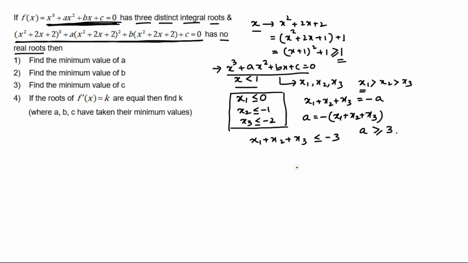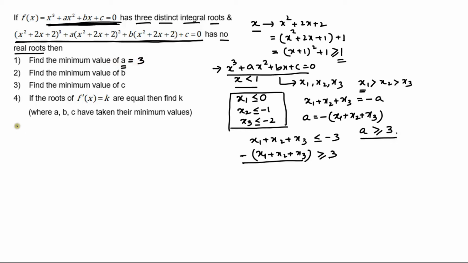Is this clear to all of us or not? x1 plus x2 plus x3 is less than or equal to minus 3 means minus of x1 plus x2 plus x3 is greater than or equal to 3, and this is nothing but your a. Therefore, a is greater than or equal to 3, right? Therefore, the minimum value of a will be nothing but 3.